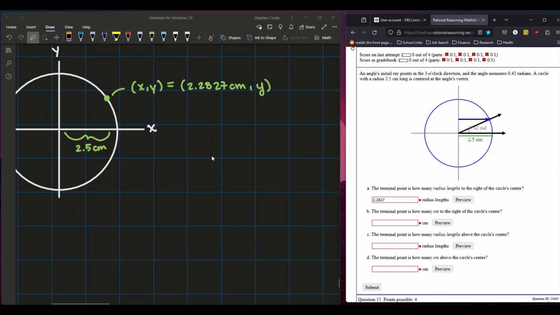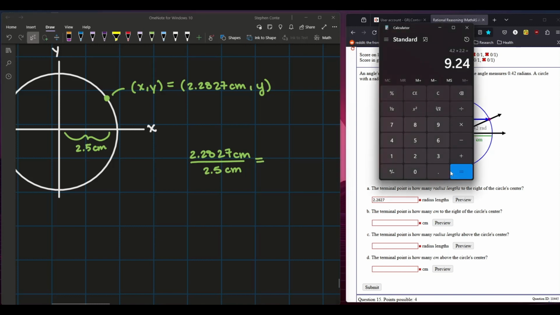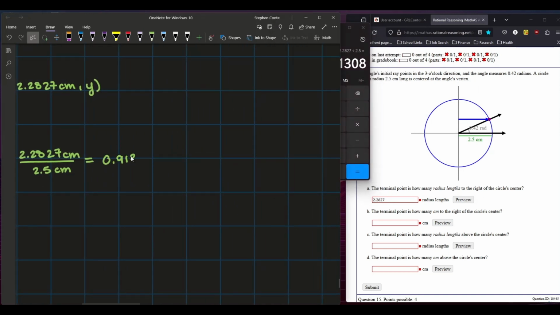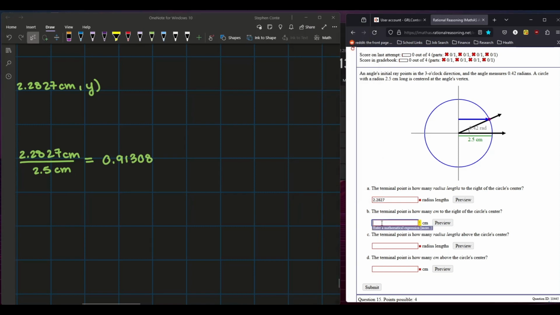So I'm asking how many radius lengths the terminal point is from the center. If I want to know how many radius lengths are in 2.2827, I'm going to divide this value by the radius, because this is blank times as large as the radius itself, right? So 2.2827 centimeters divided by 2.5 centimeters, which is our radius, is equal to 0.91308. Probably could round up to 0.9131.